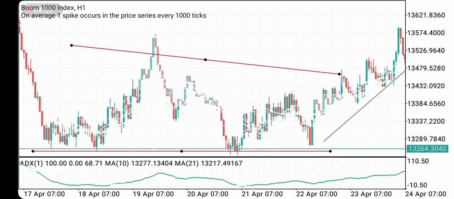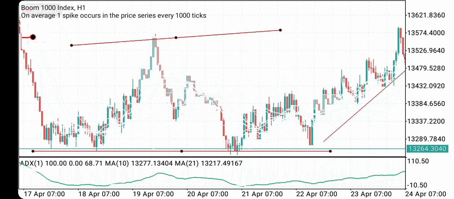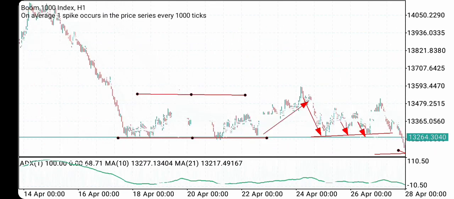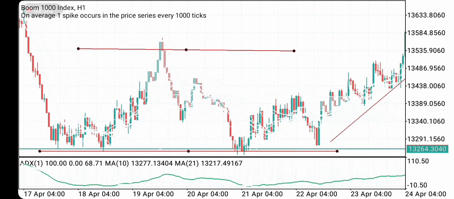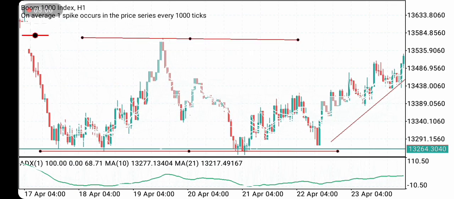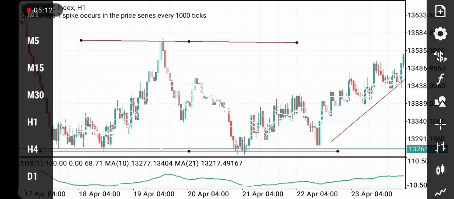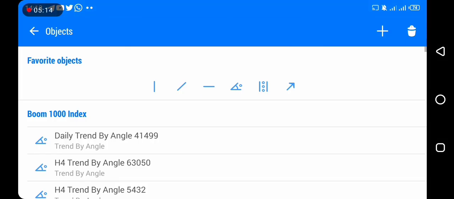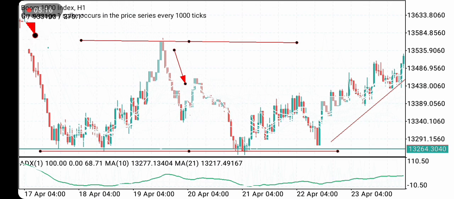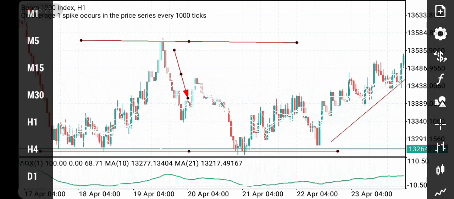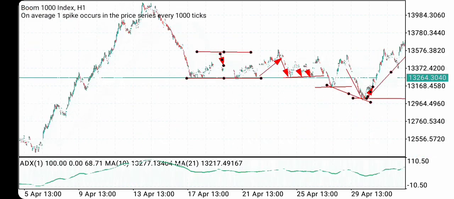So this is an example of resistance. You see that line giving us that when the market reached that place, the market started coming down. It started coming down like this. So that's one resistance for us.